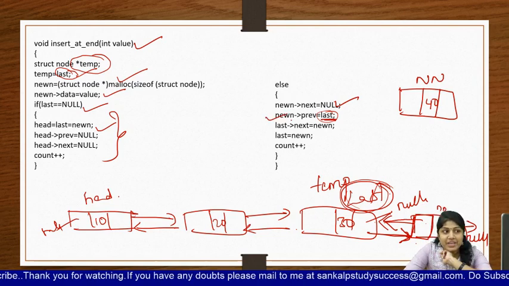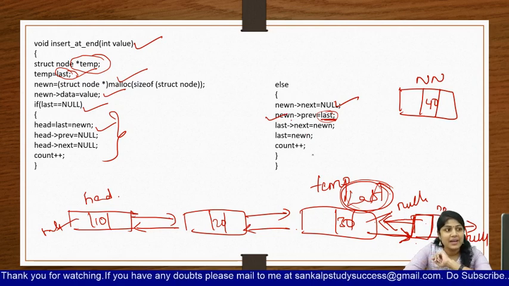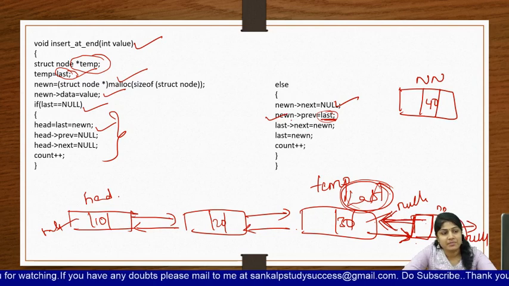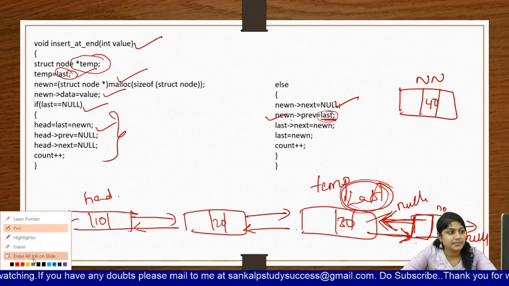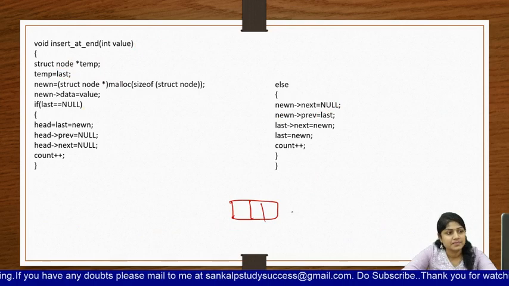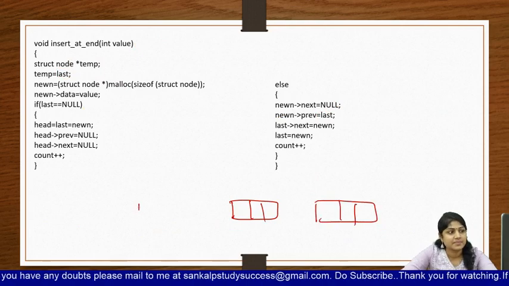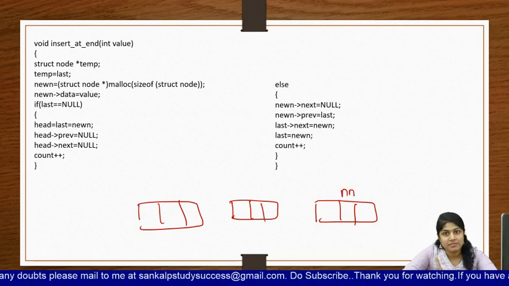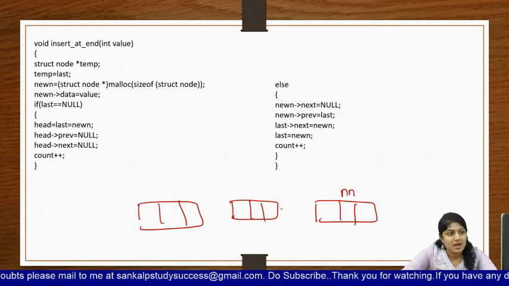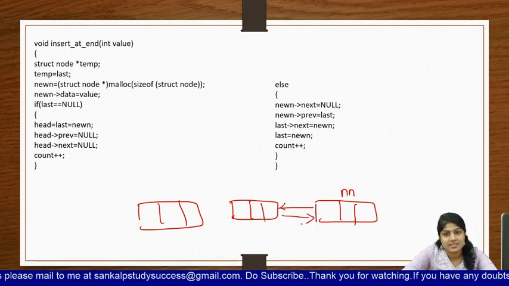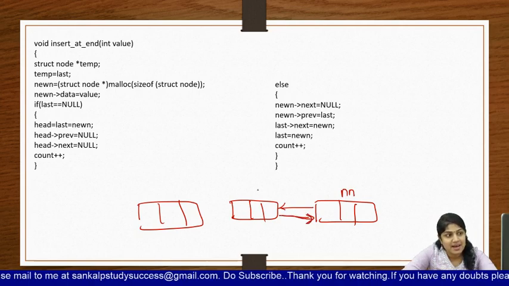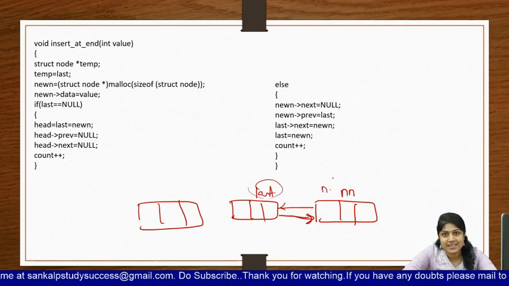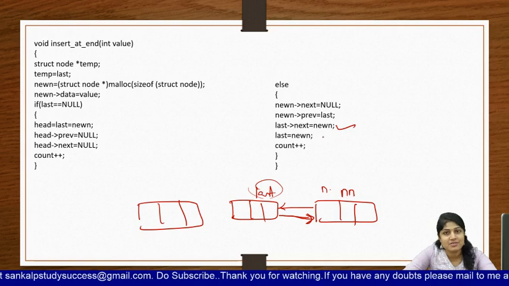So new node to previous equal to last, and see, new node to previous means what? This one, right? This is my new node. So here we just take care of two arrow marks. What about this and what about this? Okay, this is last to next, right? So what should last to next be? It should be new node, right? Okay, fine. That is new node equal to last to next.